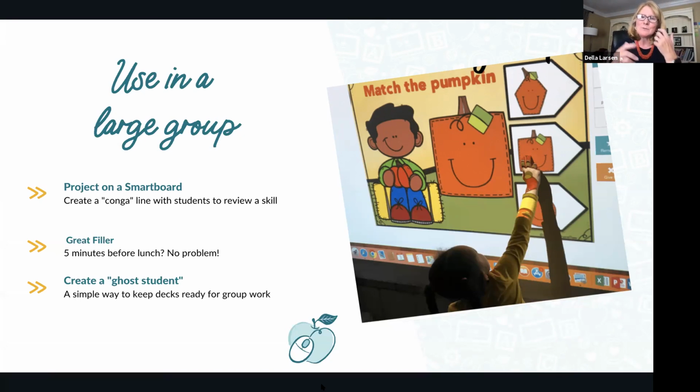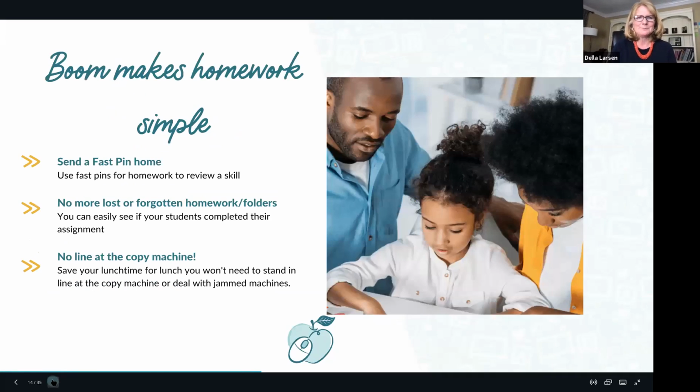And then when it's time to project it up onto the board, it's super easy to just go in, log in as the ghost, and then the decks are right there. So there's a little tip for you. It really does make it easier if you have a ghost. Because the data is going to get all muddled up with 22 kids in that deck, you don't want to use one of your students' decks because it muddles up their data. So just create a ghost student so the data won't matter.